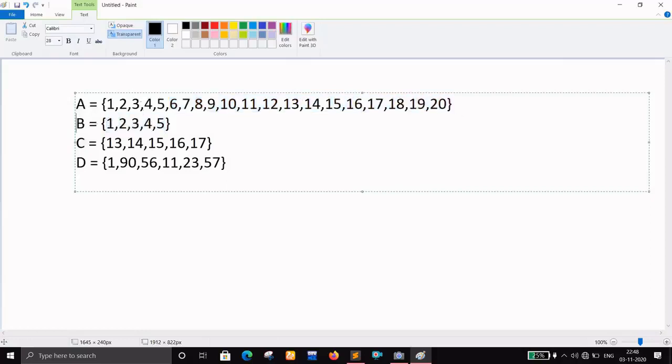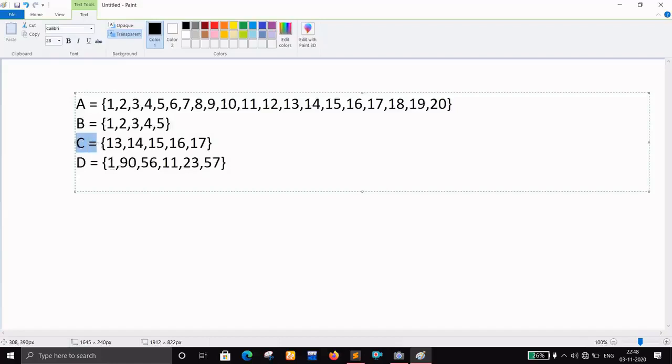So we can say that B is a part of A, right? But we cannot say A is a part of B, because A has many elements other than 1, 2, 3, 4, and 5. So we can say B is a part of A. And in mathematical terms, this is said as B is a subset of A. But A is not a subset of B, right?